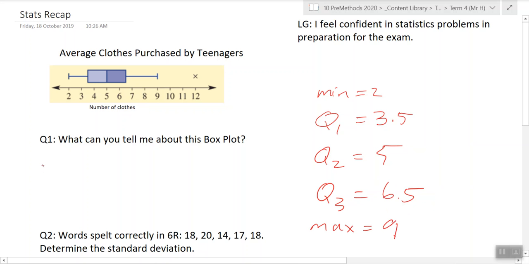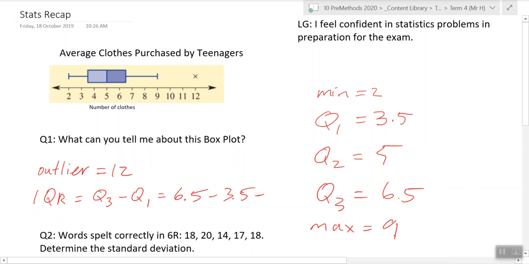We also know an outlier is what? 12. Okay. What about the IQR? We can figure out the IQR as well. Yep. What's the IQR? Q3 take Q1, which is 6.5 minus 3.5 is 3.